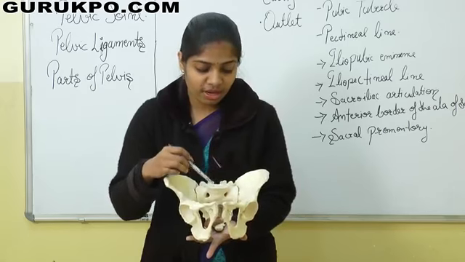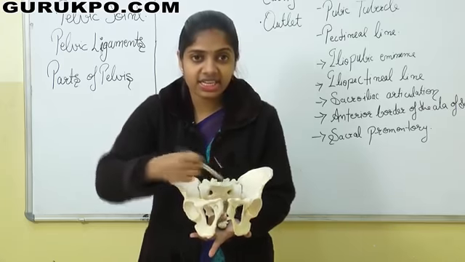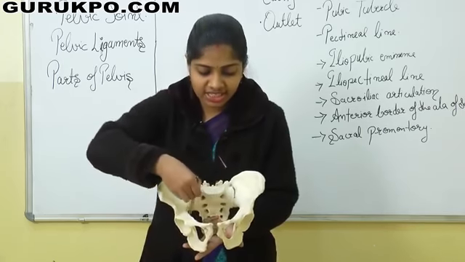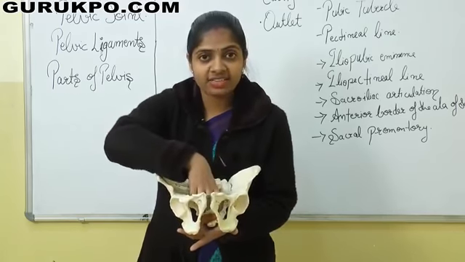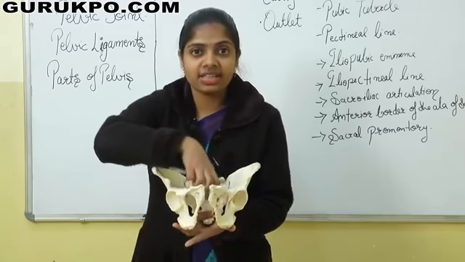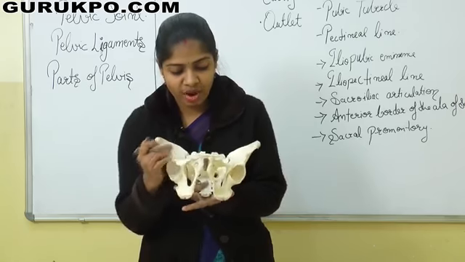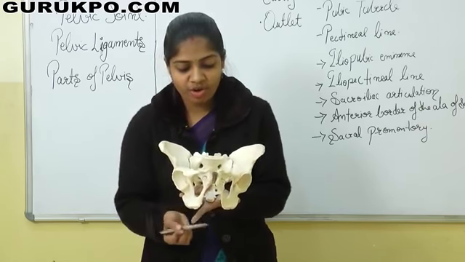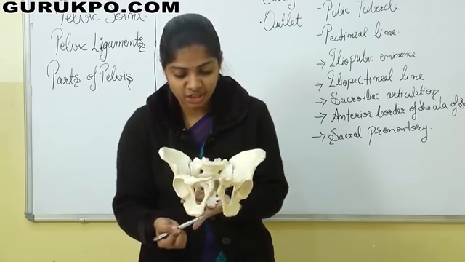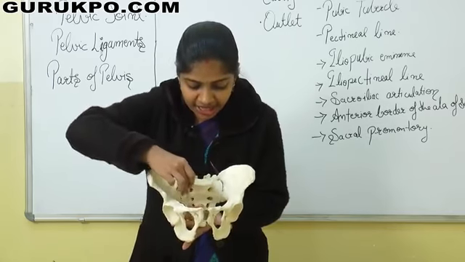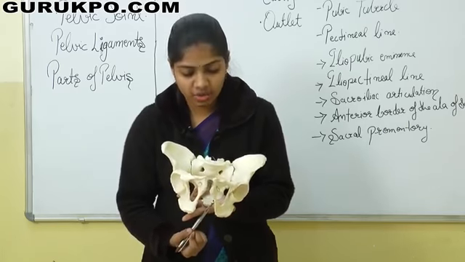Now, as we know, after the brim there is a cavity and there is an outlet. This empty space is the cavity, where the fetal head will lodge. Then after that it will come to the outlet. The outlet is made up of the border of the tip of the ischial tuberosity, then the ischial spine and the tip of the coccyx. This is the outlet.